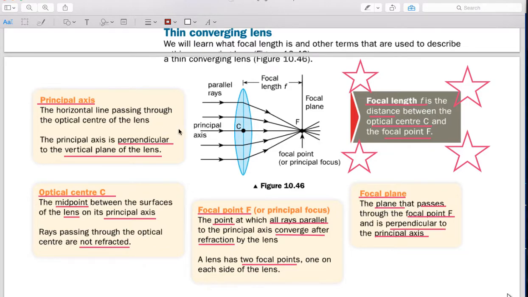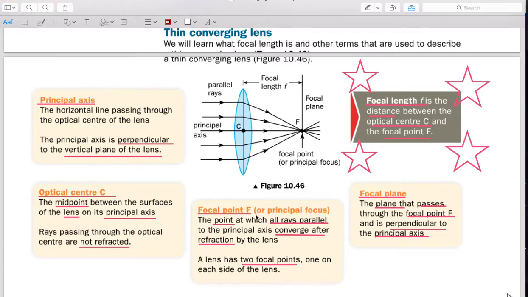Principal axis is the perpendicular to the vertical plane of the lens. This is my lens, and this is a perpendicular line. This one is the principal axis. Optical center here is the midpoint between the surface of the lens and the principal axis. So it's basically an exact center point.